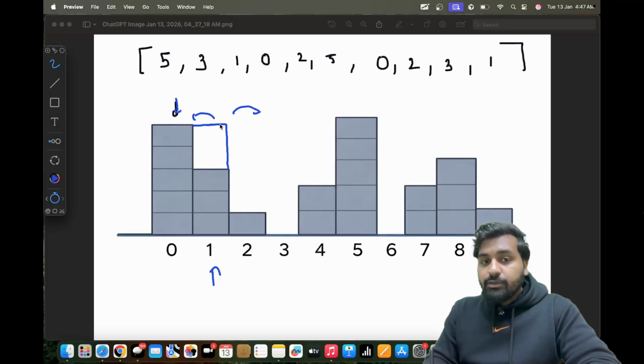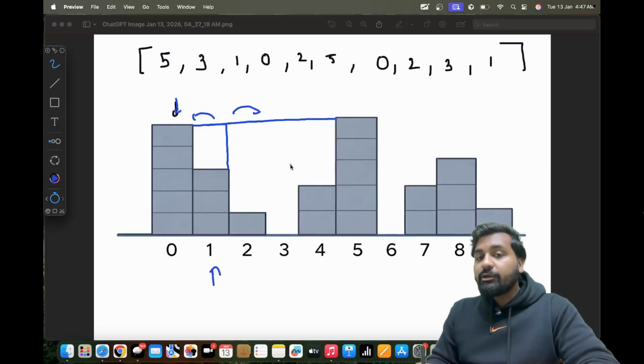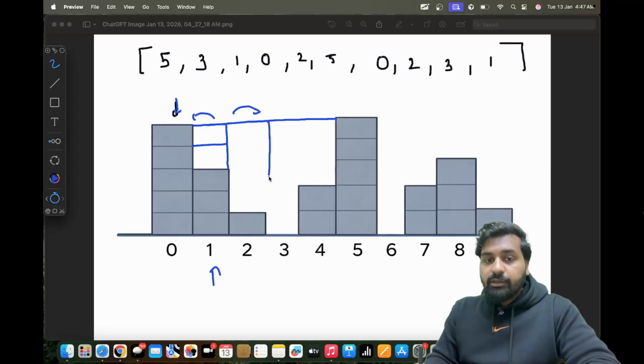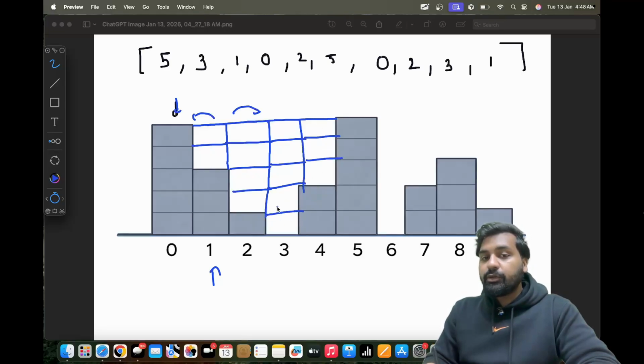Why? Because this whole part will be filled with water. We just have to calculate how much water will be there. So on this building, 2 blocks of water. On this building, one, two, three, four blocks of water. Here we have one, two, three, 5 blocks of water. Here we have 1, 2, 3 blocks of water. Total blocks of water are 14 in this part only.